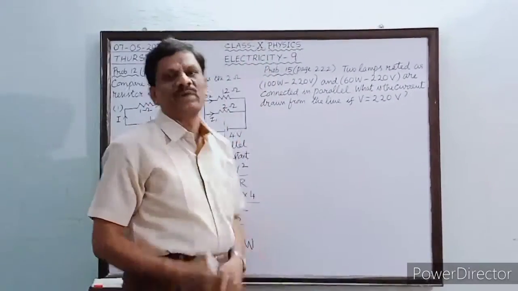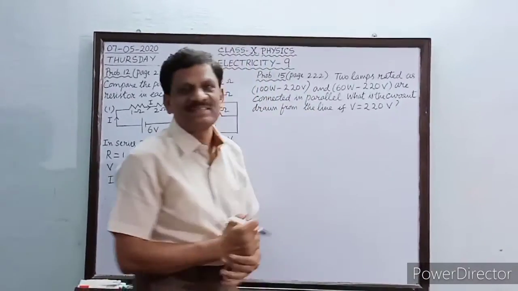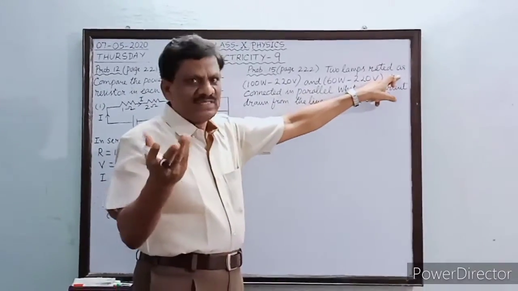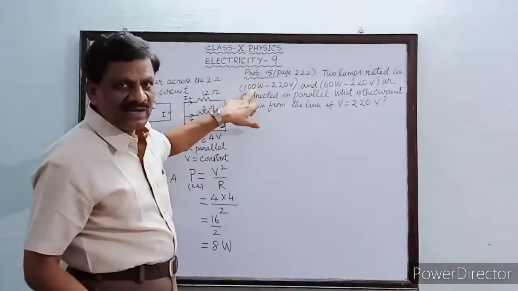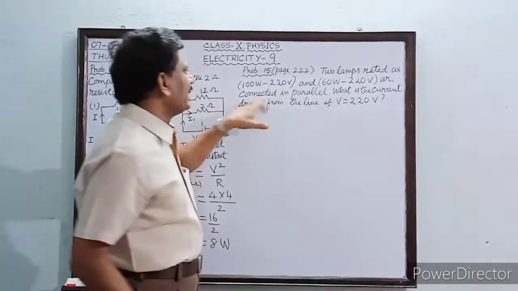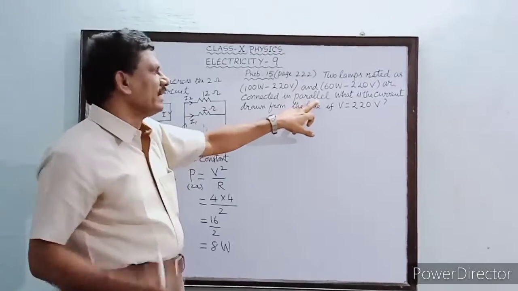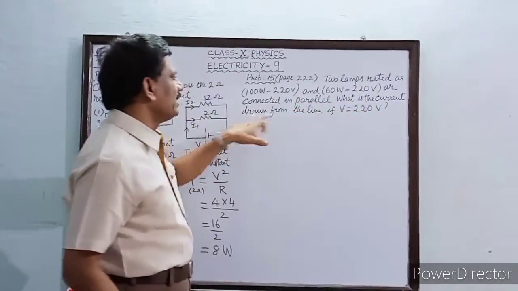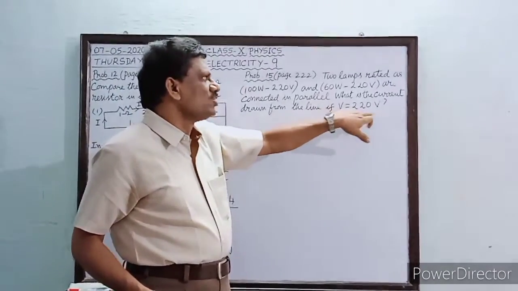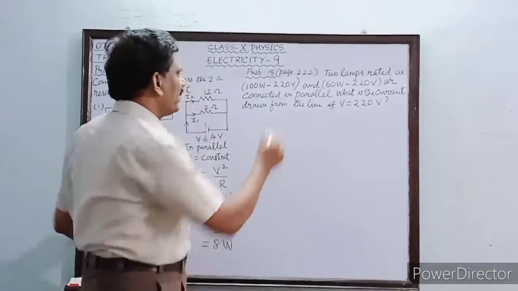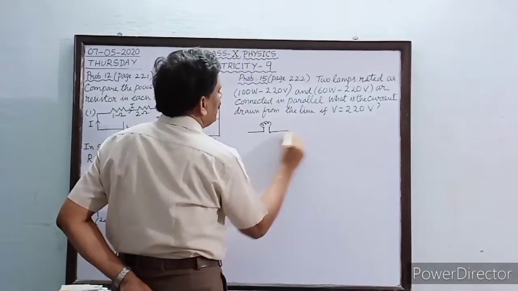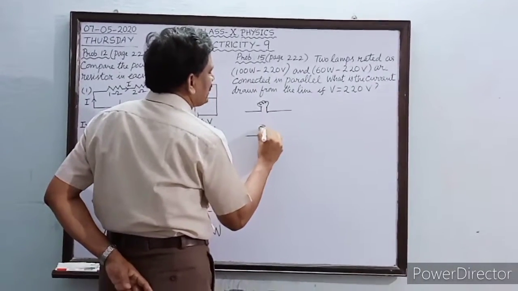Okay, now let us go to the next problem, number 15, which is again a very interesting problem. Read here: two lamps, bulbs, which are rated as 100 watts 220 volt and 60 watts 220 volt, are connected in parallel. So two bulbs are connected in parallel. What is the current drawn from the line, that is from the battery, if the source voltage is 220 volt? So first, for the circuit diagram, if you draw, the first bulb is having a resistance like this and the second bulb is having a resistance like this.